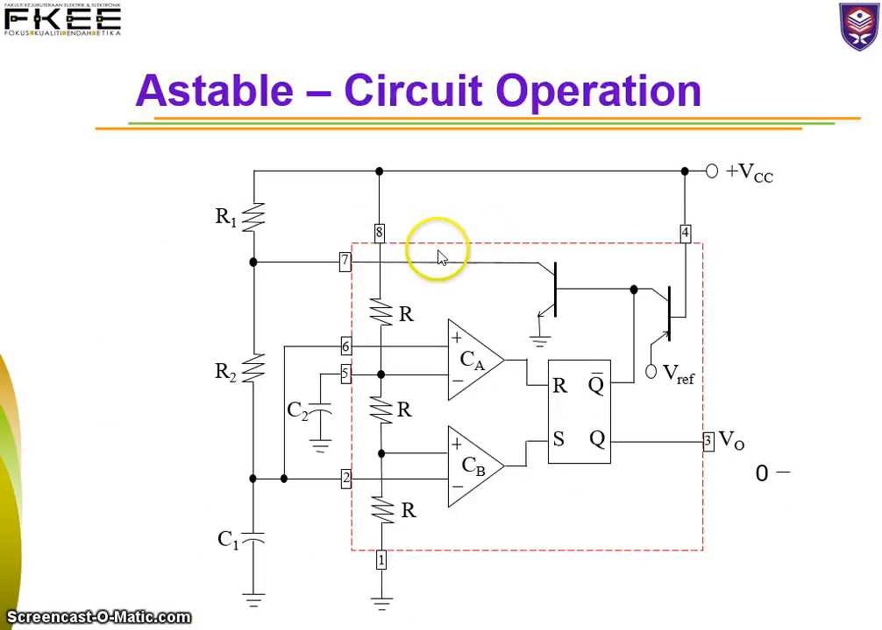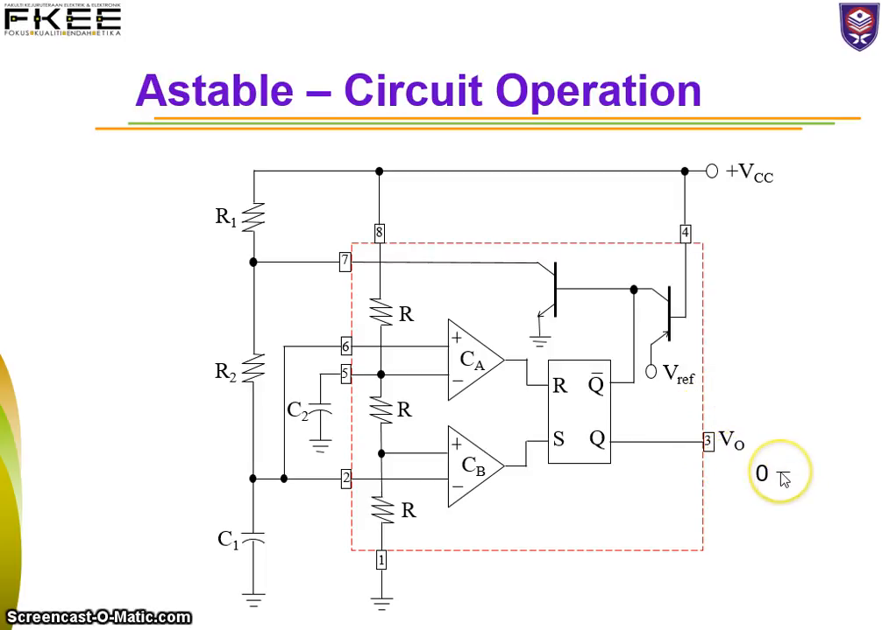So the internal circuitry of your 555 timer is shown in the red box over here, and the external components are R1, R2, C1, C2. Okay. Now we are talking about how the square wave will be produced at the output, pin 3.